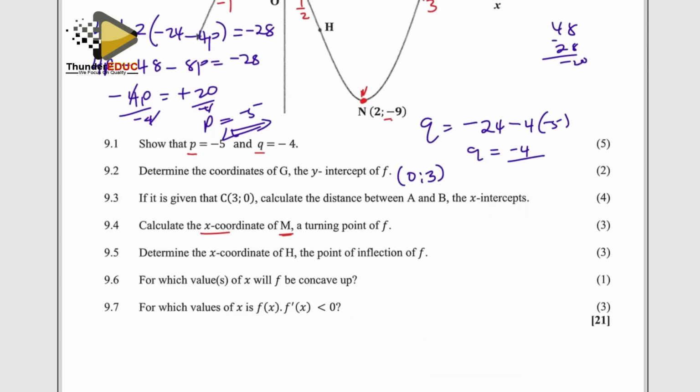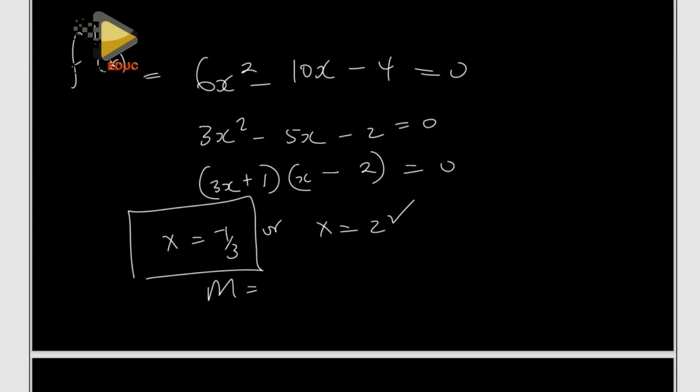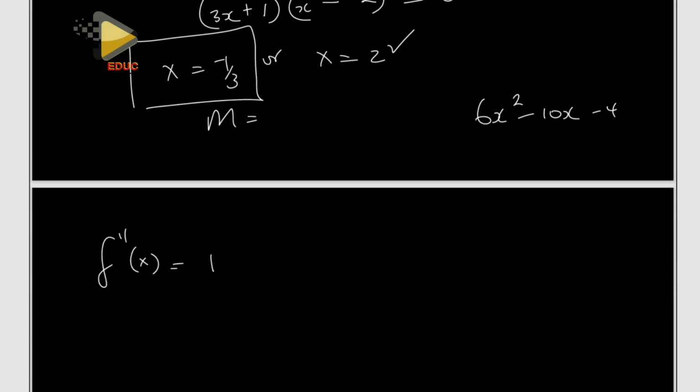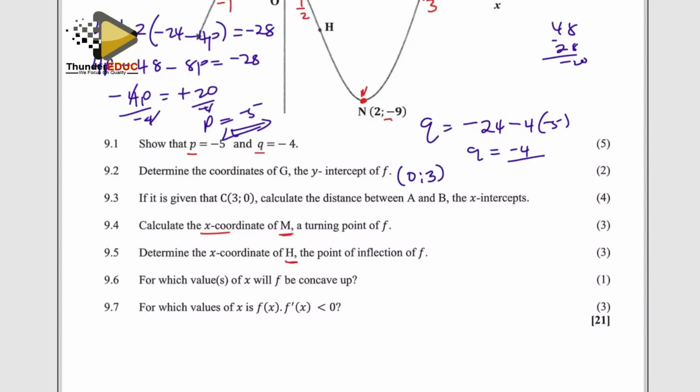Okay, then determine the x-coordinate of H, the point of inflection. So with the point of inflection, we need to find the second derivative. Remember, the first derivative was 6x squared minus 10x minus 4. So the second derivative is just going to be 12x minus 10. You can equate this to 0. So 12x is 10, and then x becomes 5/6. So at this point here, the x is 5/6.